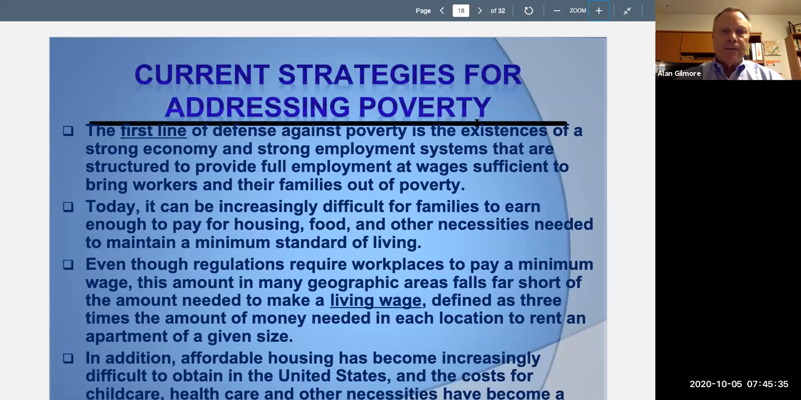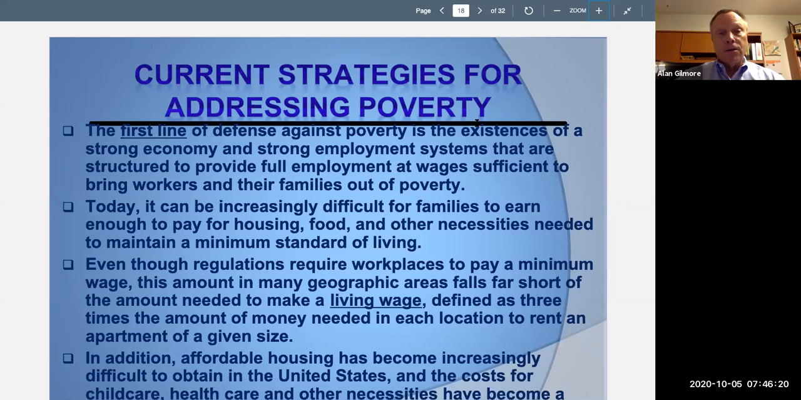So the first line of defense against poverty is the existence of a strong economy and strong employment systems that are structured to provide full employment at wages sufficient to bring workers and their families out of poverty. So in other words, if we have a strong economy and a good jobs market, and those jobs are paying a living wage, and housing is affordable, and groceries are affordable, then the likelihood of us having a large percentage of our population living in poverty gets reduced, right? There will probably always be some small percentage of our population that may still be struggling and trying to find a way to emerge out of poverty.